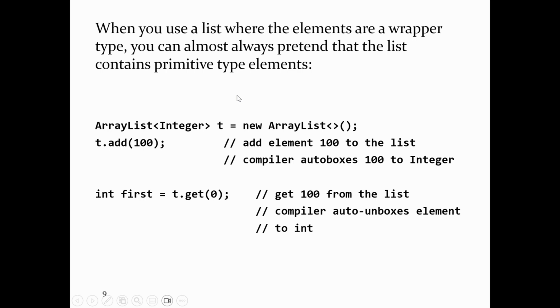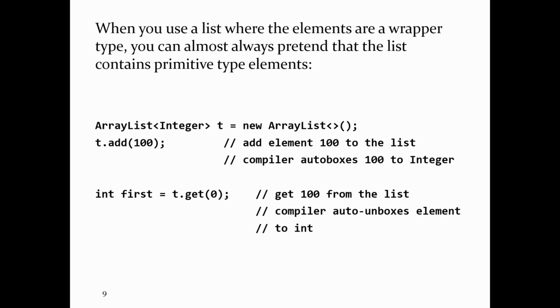So how do you add an element to the end of a list? The method is called add. So t.add. I guess in Python it's append. So add, and then an element whose type is compatible with Integer. So I can add the int 100 to this list, and everything works fine. Java takes the 100, converts it to the Integer 100, and stores the Integer reference in the list. So autoboxing happens here. Everything works just fine.